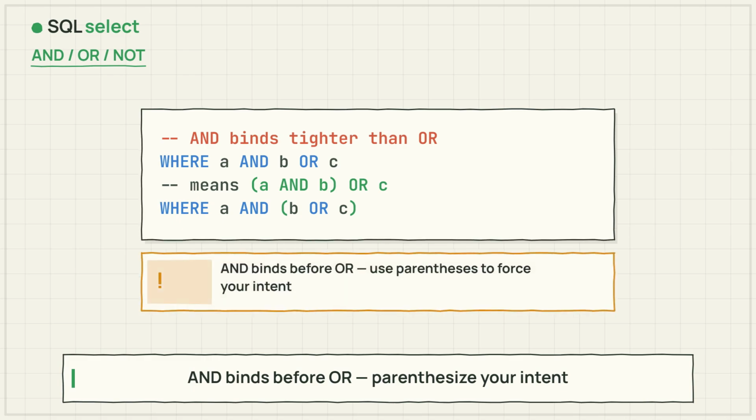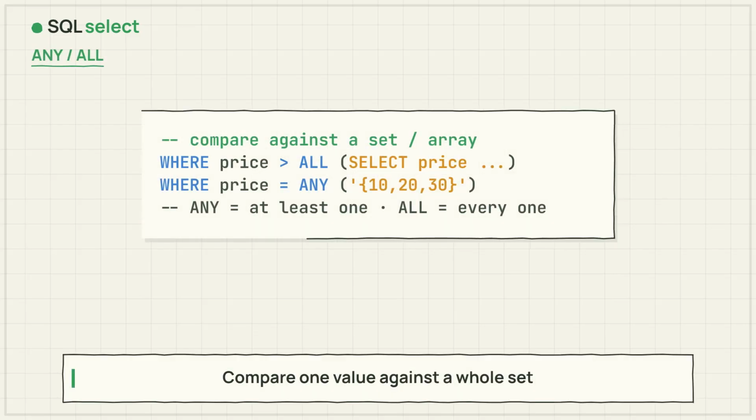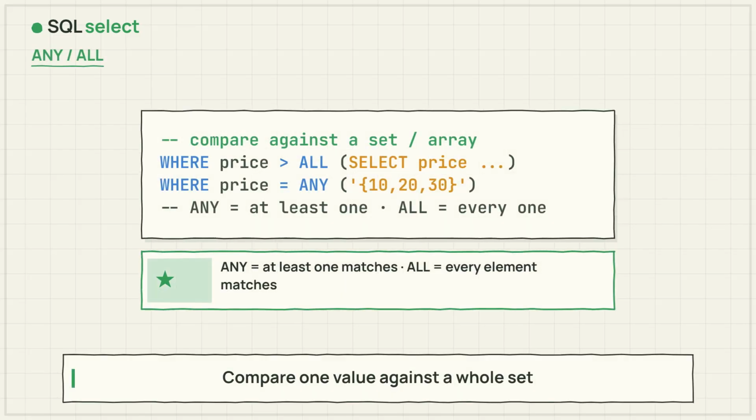Combining conditions? Watch precedence. AND always binds tighter than OR. So A and B or C secretly means (A and B) or C. When you mix them, wrap your intent in parentheses. It costs nothing and saves you from silent, wrong results.